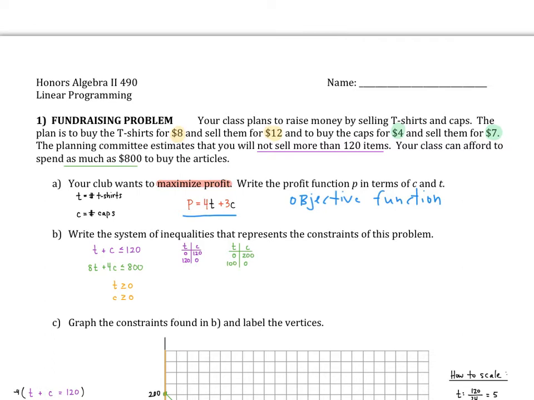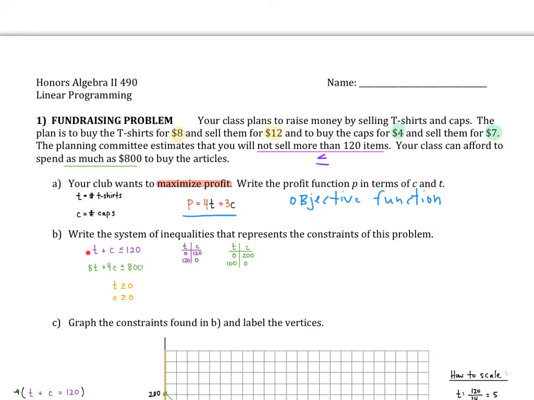Now we need to talk about some constraints, and these constraints are inequalities. When we're trying to determine what our inequalities are, we go back to our information and we look for key phrases that represent inequalities. So in this case, I see the phrase, will not sell more than. That piece right there, not sell more than 120 items. Our items are t-shirts and caps. Since it's not sell more than, I know that that's going to be less than or equal to.